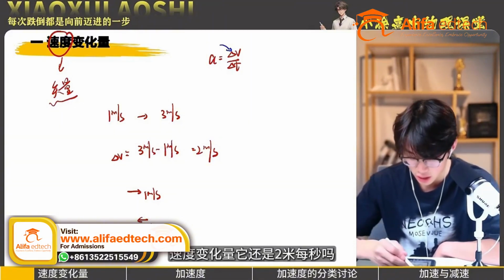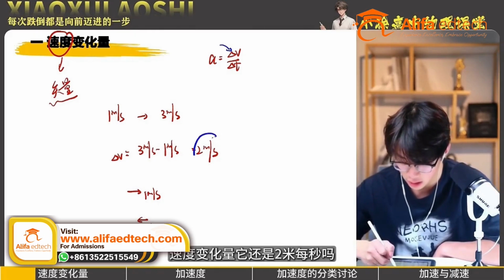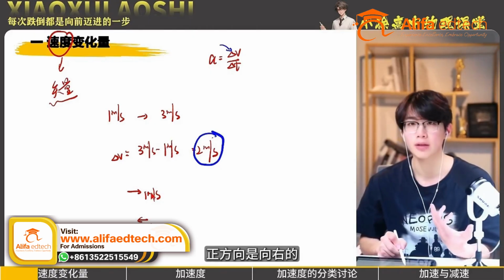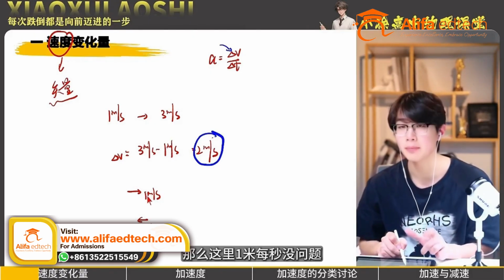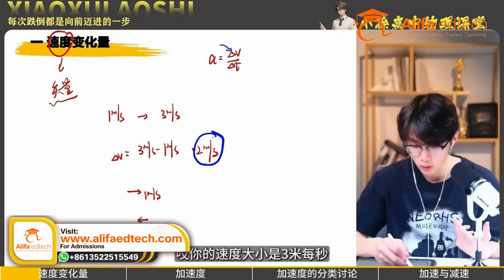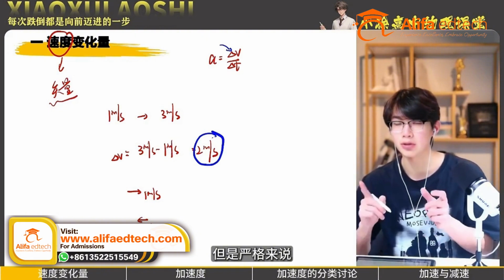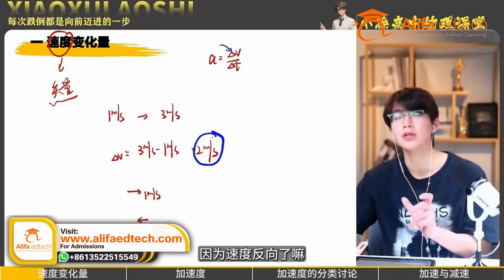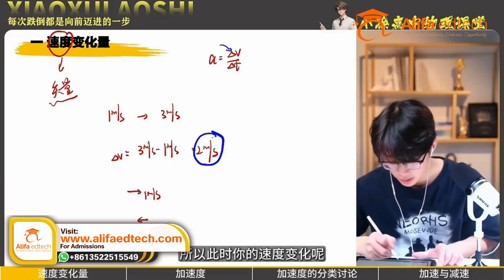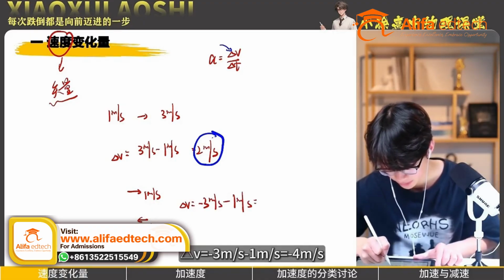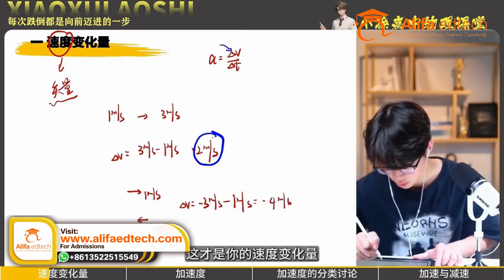So in this case, is the change in velocity still 2 meters per second? No, it's not. Why is that? Because, look, we defined the positive direction as to the right, so 1 meter per second here is no problem. But after you reverse, when you move to the left, the magnitude of your velocity is 3 meters per second. But strictly speaking, your velocity should become negative 3 meters per second because the velocity has reversed, right? So at this point, your change in velocity should be delta v equals negative 3 meters per second minus 1 meter per second equals negative 4 meters per second. This is your change in velocity.